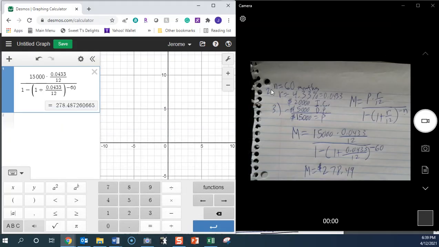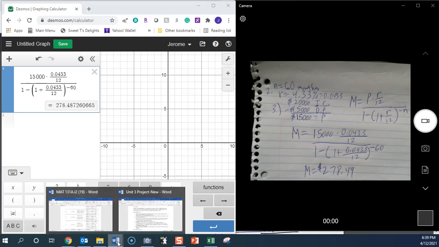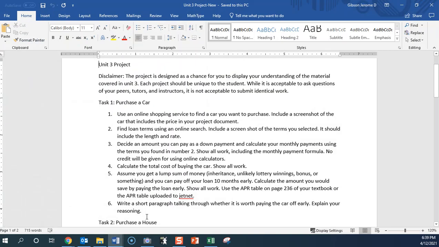So we have here, this will be number 2, these values. Number 3 would be your down payment, and then what your payment ends up being. And then also, it would include the monthly payment as well. So now, we're on number 4. Now, number 4 states calculate the total cost of buying a car.